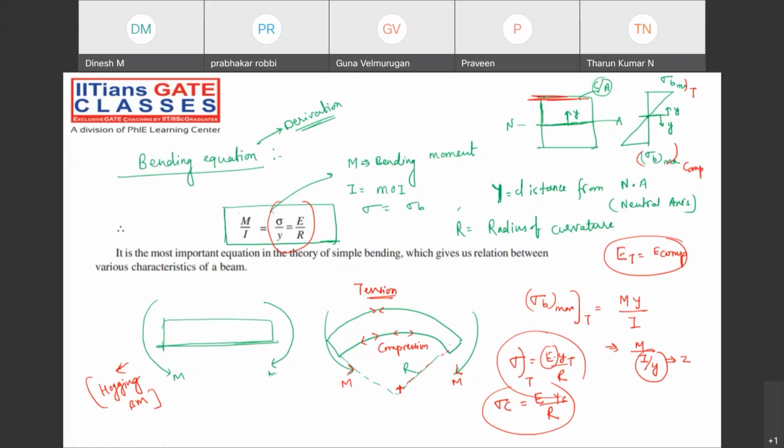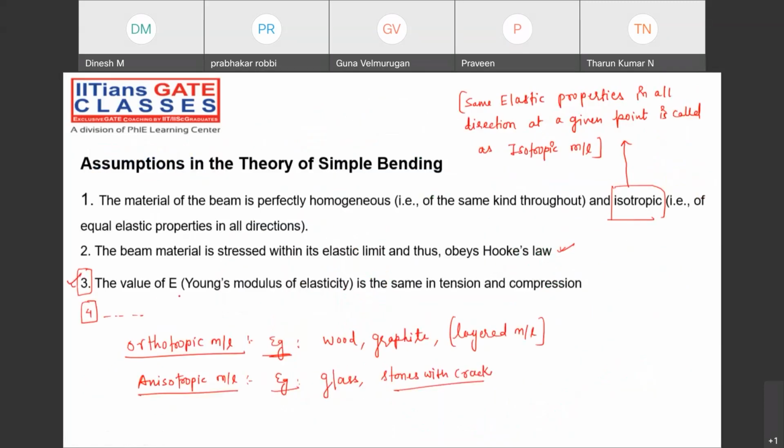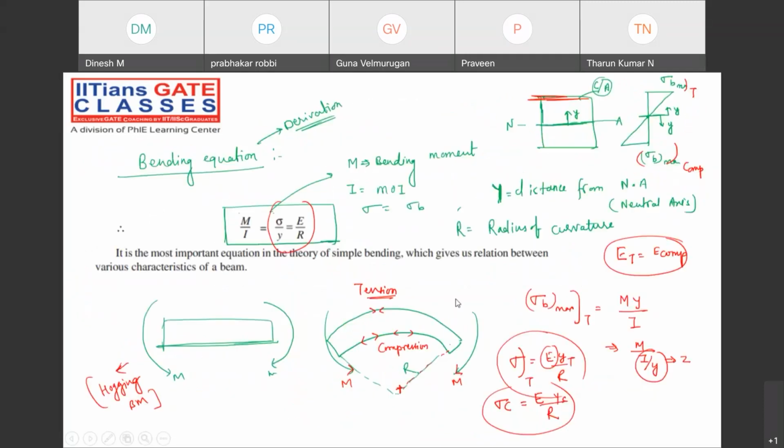All of you understanding what I'm talking about? The assumption number 3: the value of E is the same in tension and compression. Is it clear now? Perfect. So just note down.